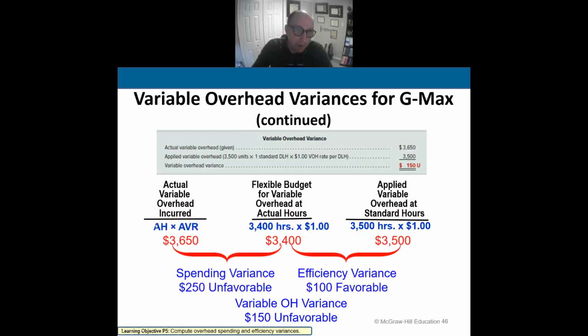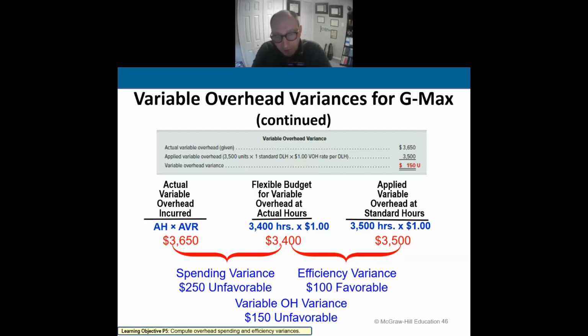Okay. So the actual overhead times the actual variable rate is 3,650. The flexible budget, 3,400 hours times $1 per hour, is 3,400. We can already see that that would be unfavorable by 250. 3,650 minus 3,400 is 250, unfavorable. Why is it unfavorable? Because the actual is greater than the budgeted amount.